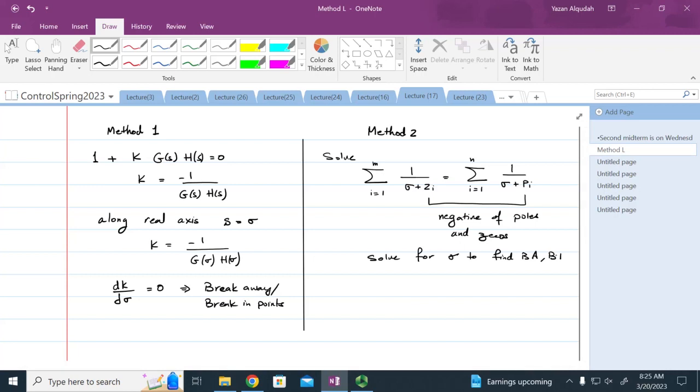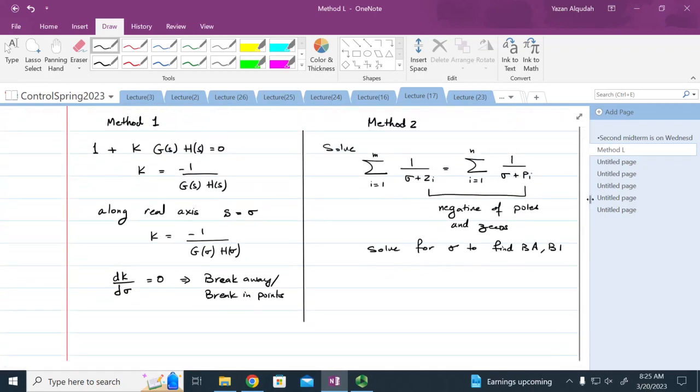Okay, we'll do an example and we'll show both methods. So in the first method, we explained it, makes sense. We took the derivative. It will give me when k is maximum or minimum, a local maximum or local minimum. That will give me the location of the breaking point. In the second method, I'm going to take the open loop poles and open loop zeros, write this summation, then solve for the value of sigma.